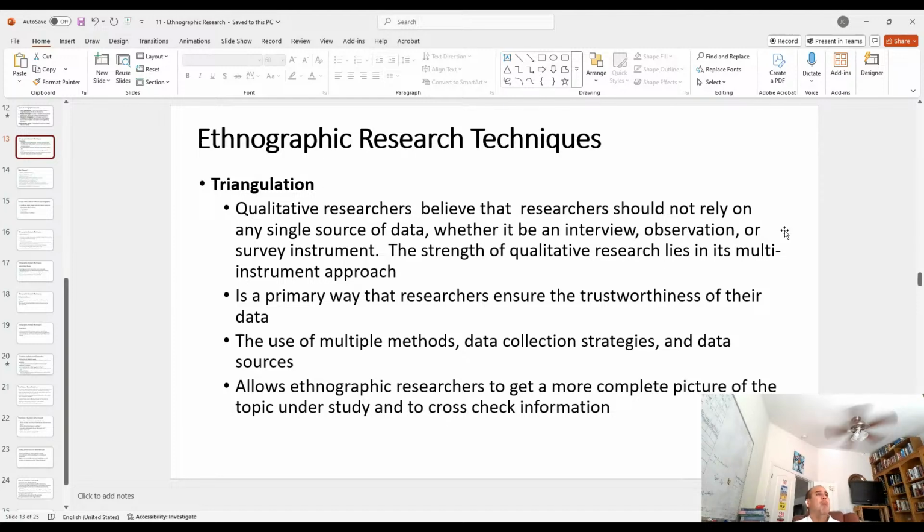So it is also a primary way that researchers ensure the trustworthiness of their study. And the word trustworthiness is important. This really means that people have a lot of faith in your study and what you found and how you did it. Also, the use of multiple methods, data collection strategies, and sources are key. It also allows ethnographic researchers to get a more complete picture of the topic under study and to cross-check information.